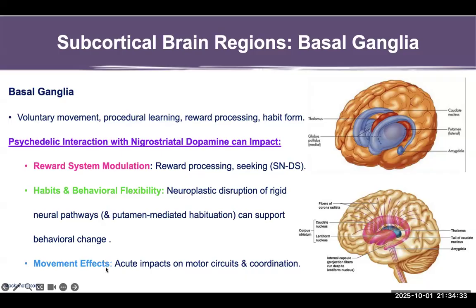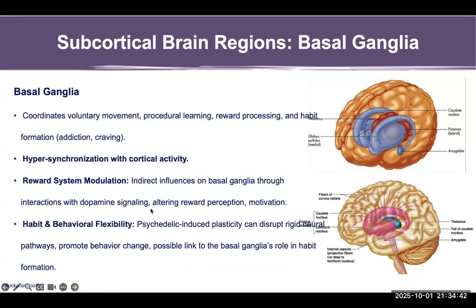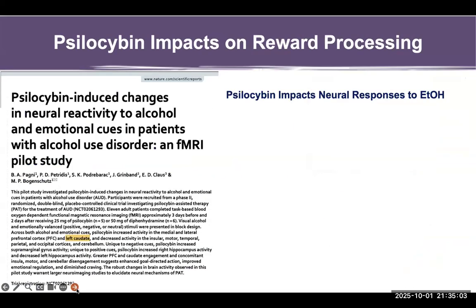And then we also see impacts on movement. So we see some acute impacts on motor circuits and coordination. We see the basal ganglia is associated with coordinating voluntary movement, procedural learning. We've kind of covered this. So jumping down here, we see some hypersynchronization with cortical activity, reward system modulation, and then habit and behavioral formation. I think I maybe forgot to delete this slide.